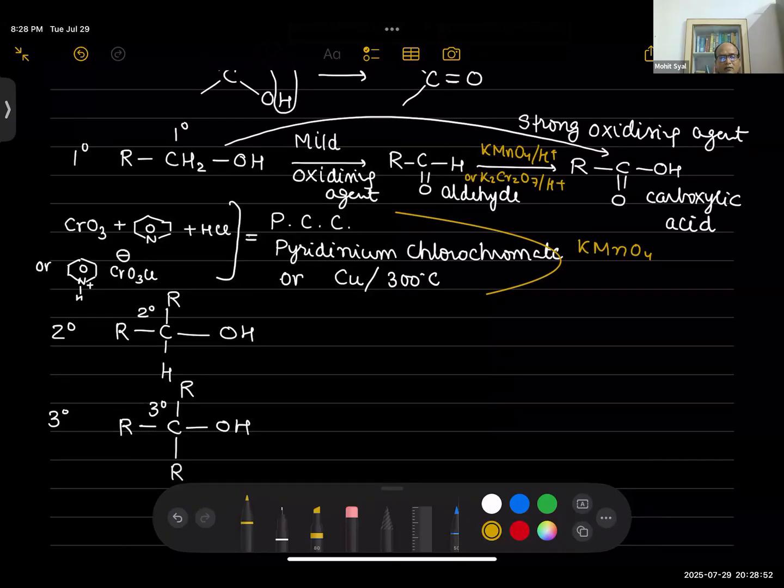So for a primary alcohol, if you are using KMnO4, you are going to end up with carboxylic acid. With K2Cr2O7, you are going to end up with carboxylic acid. Is it clear to everybody? Any doubts?